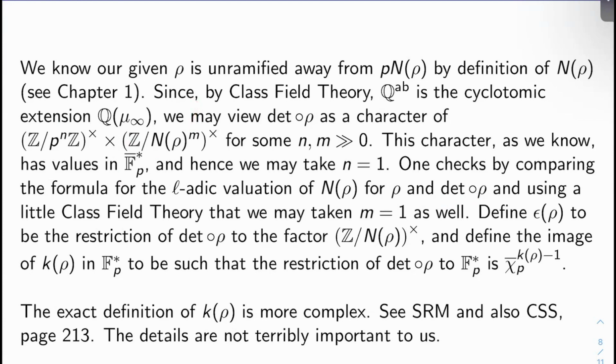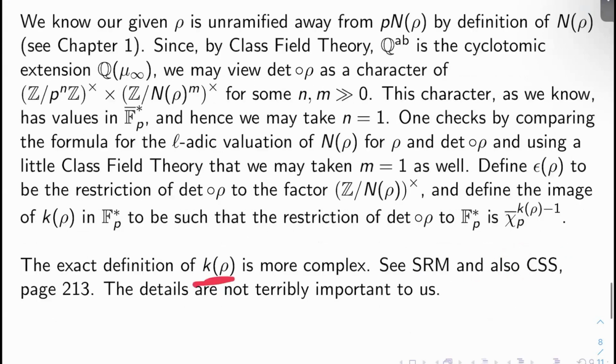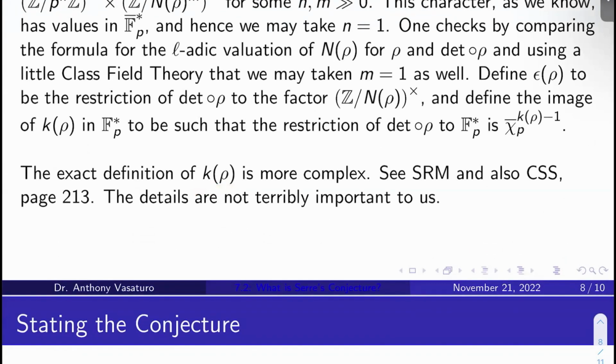And so what will epsilon of rho be? It'll just be the restriction of det composed rho to this factor here, the Z mod N of rho cross factor. And I can also define for you the image of k of rho in F star sub P. It'll be chosen such that the restriction of det composed rho to the F star sub P part is nothing but chi bar sub P to the k of rho minus 1. So just choose the numbers so that this happens, okay? The exact definition of k of rho is more complex. The details aren't too important for us. See the Serre conjecture paper and also the Cornell Silverman Stevens chapter, page 213 in chapter 7.